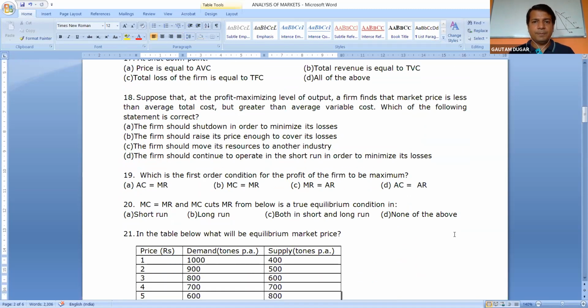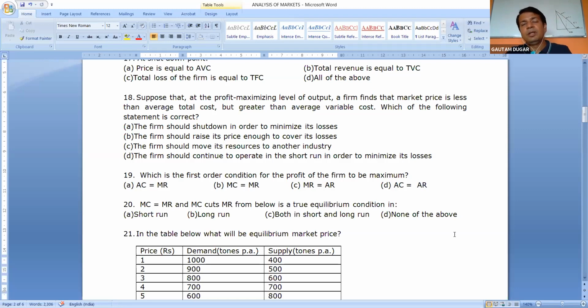Suppose that at the profit maximizing level of output, the firm finds that market price is less than average total cost. Listen, profit maximizing level of output means what? Equilibrium. The firm finds that market price is less than average total cost, but greater than average variable cost. Price is less than average cost, but it is greater than average variable cost.